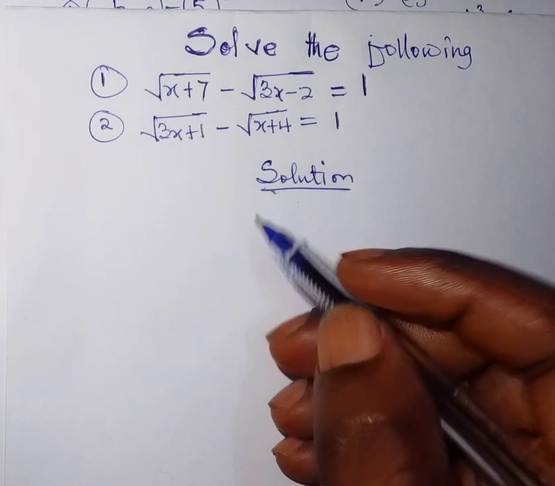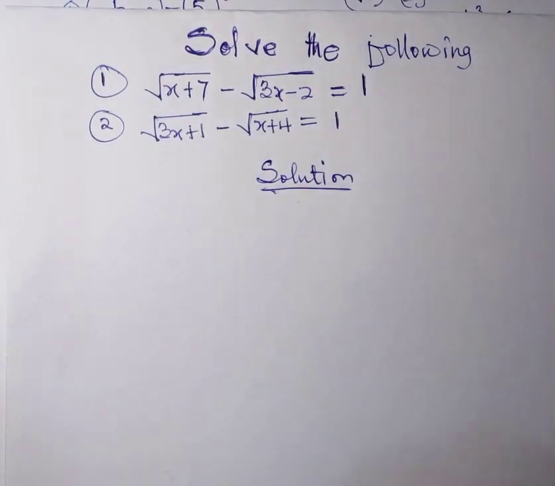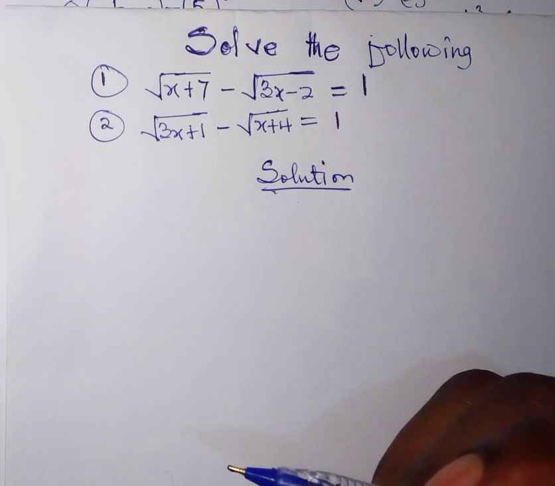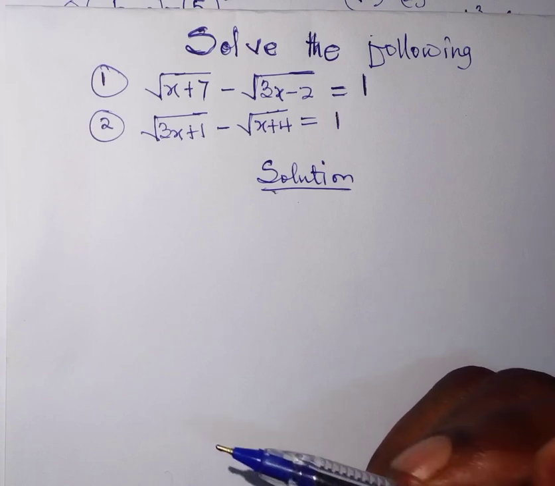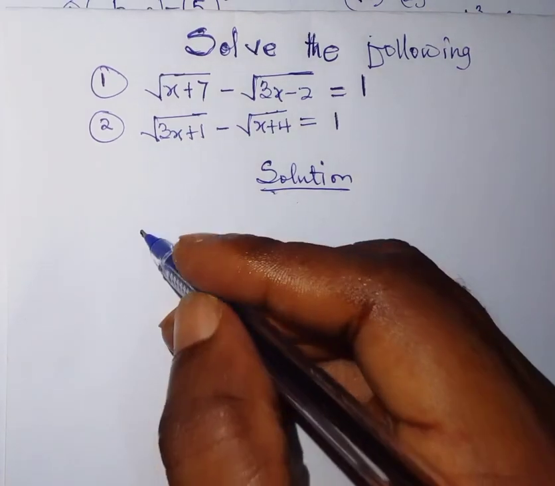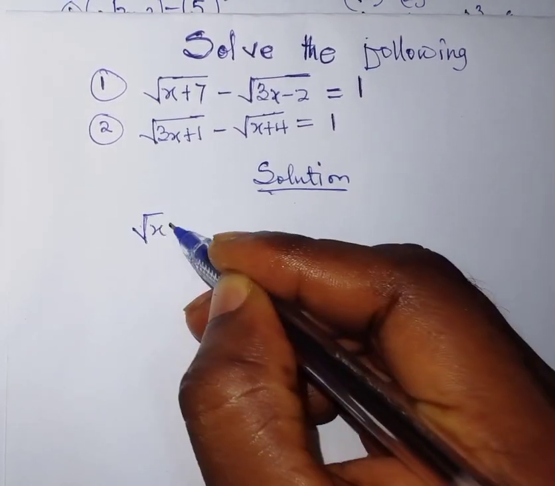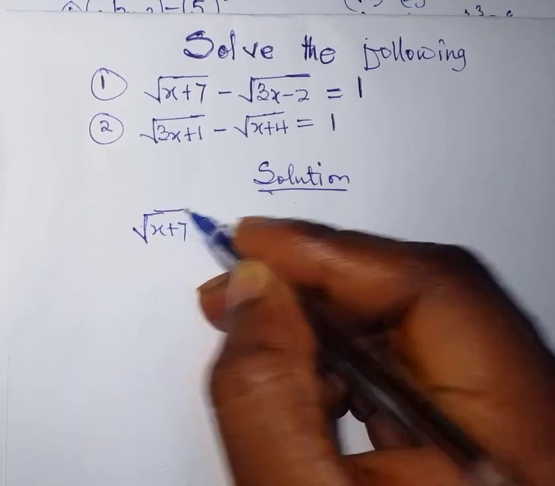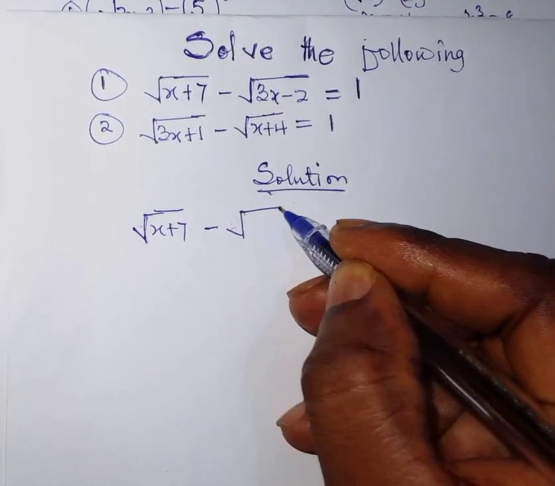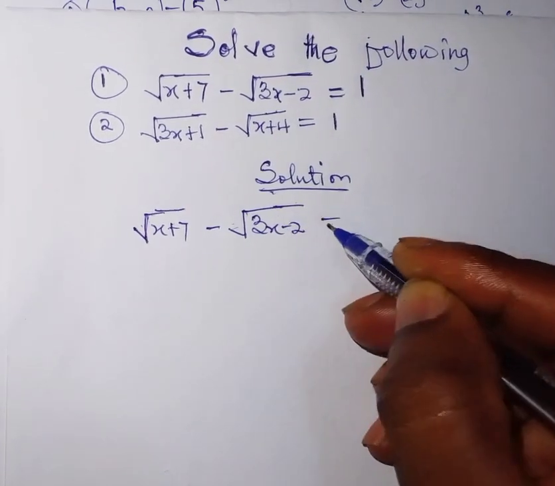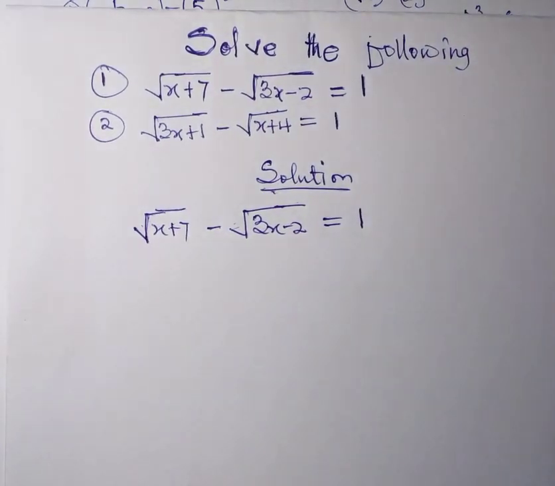Good. So let's solve the first one. I'm going to solve the first one with you, then you also do the second example. Okay, good. So this is what we have here, minus, which is equal to 1.